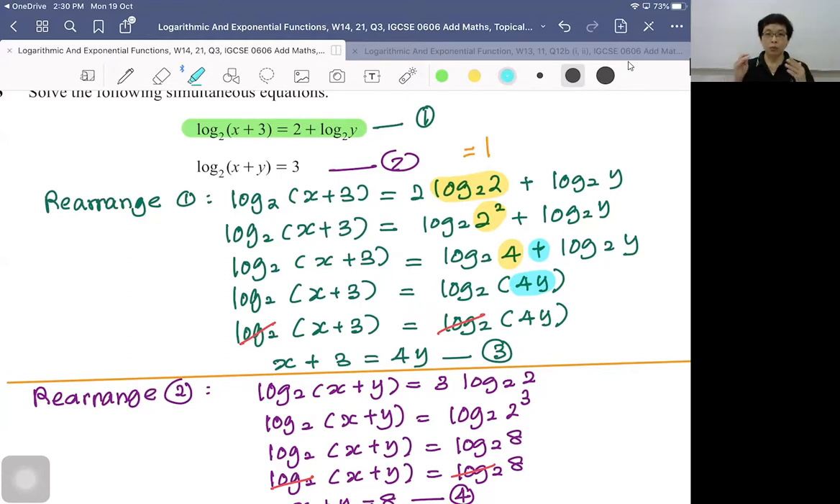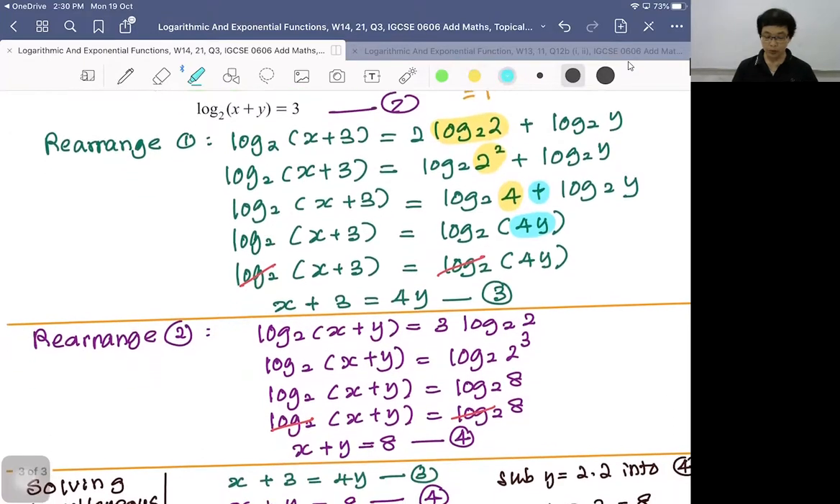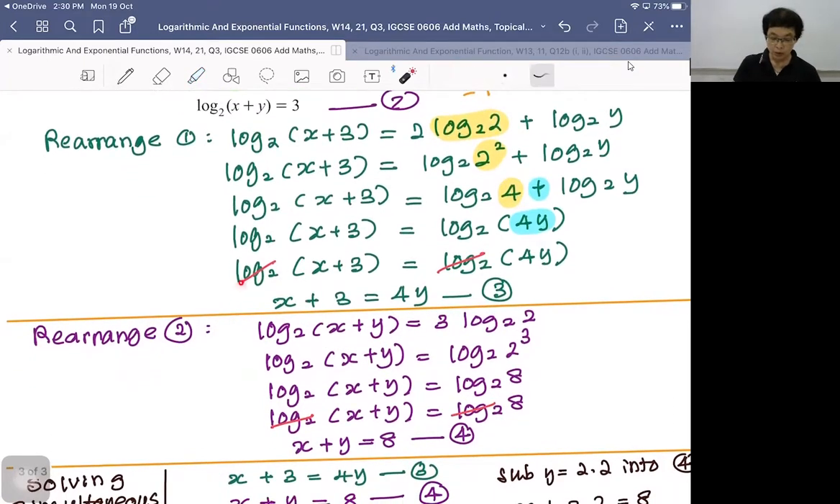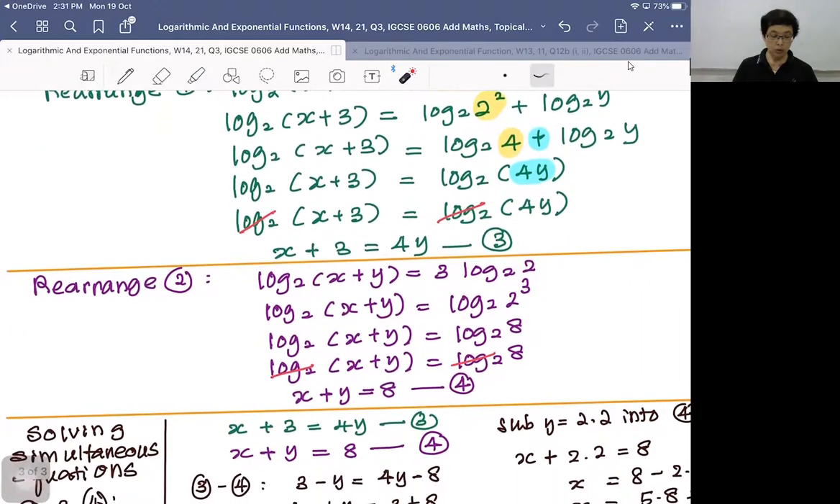So now we can cancel out the log base 2 and compare only the insides of the equation. Therefore, we are left with x plus 3 equals 4y, and we name it equation 3. Then we go to rearrange equation 2.